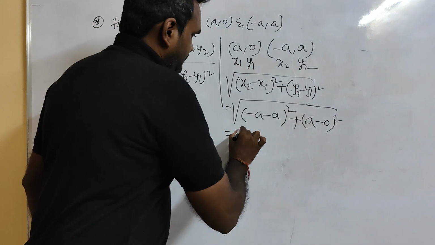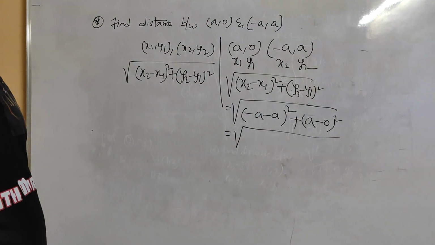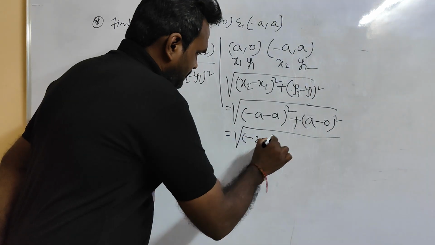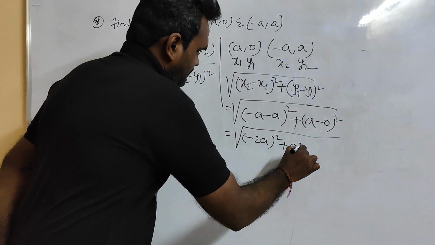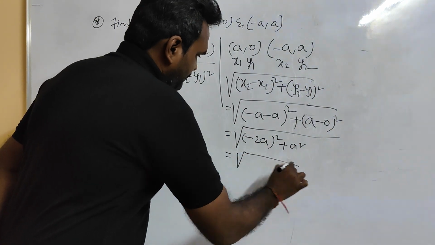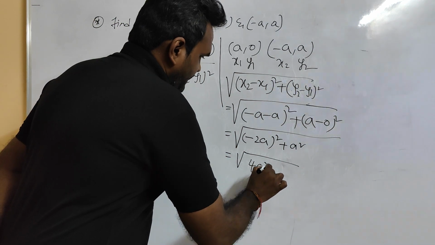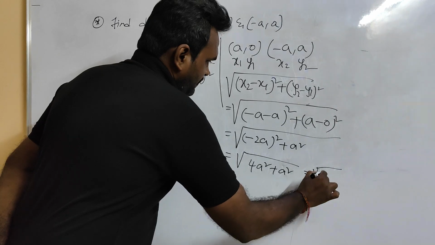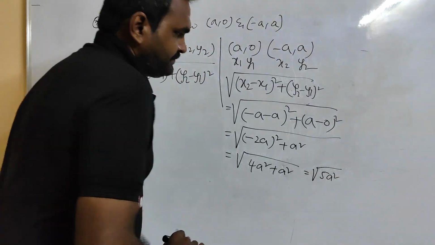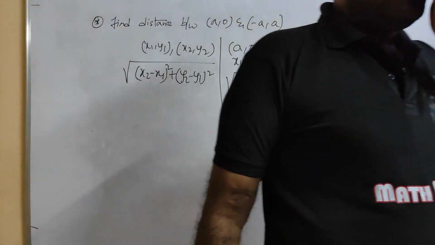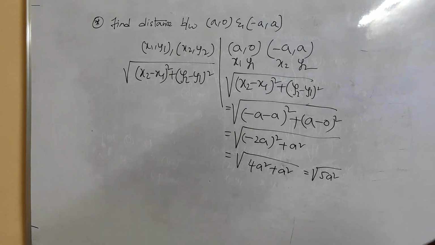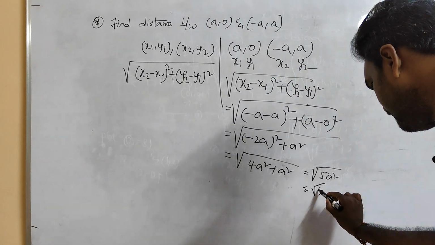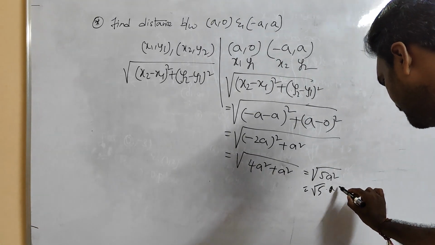Then see what you will get: minus a minus a is minus 2a, whole square, plus a square. So you will get square root of 4a square plus a square, that is equal to square root of 5a square. You should not leave it here. Why? Because a little simplification is there. Root of 5a square we can write as root 5 into a.